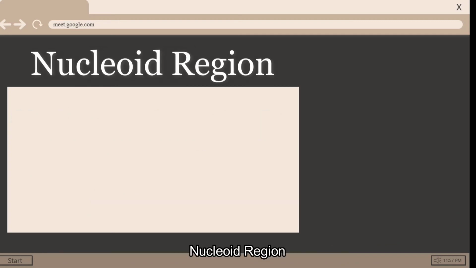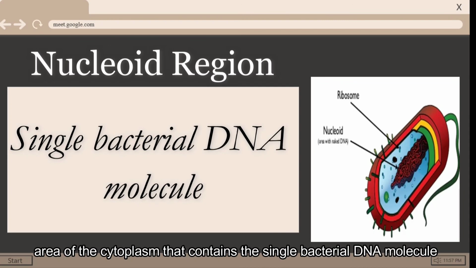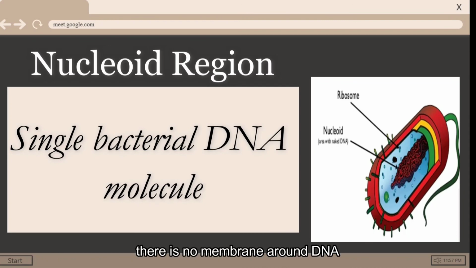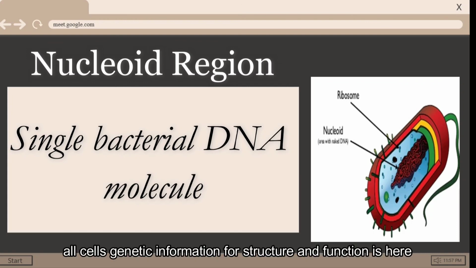Nucleoid region: the area of the cytoplasm that contains the single bacterial DNA molecule. There is no membrane around the DNA. Function: all of the cell's genetic information for structure and function is here.